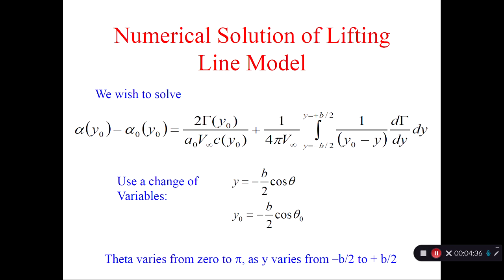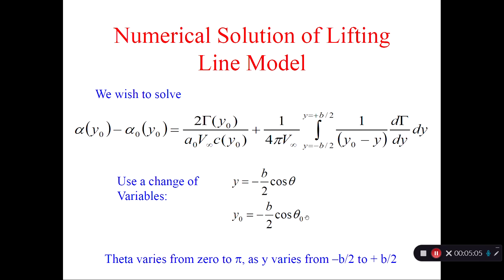So first thing we do, just like we did for the elliptically loaded wing, is a change of variable. One wingtip is at minus b over 2, so cosine theta is 1. Therefore, theta equals 0 degrees. So one of the wingtips, let's say you're a pilot looking through your windshield, then to your left, the left wingtip would be theta equal to 0.